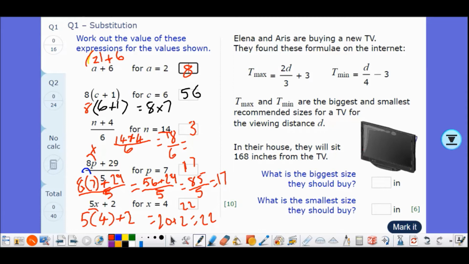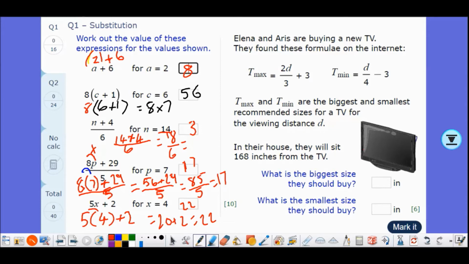Okay, looking on the apply question on the right hand side, Elena and Aris are buying a new TV. They found these formulas on the internet. T max equals 2d divided by 3 plus 3, and T min equals d divided by 4 minus 3. Okay, it's the biggest and smallest recommendations for the TV size, based on D being the viewing distance.